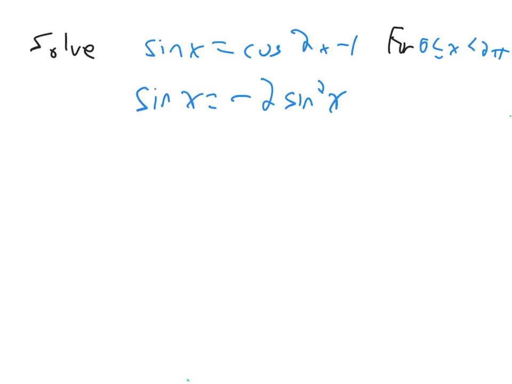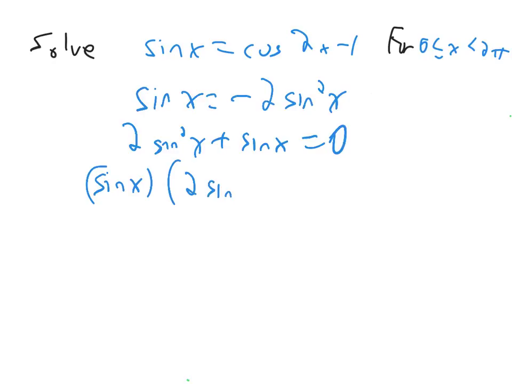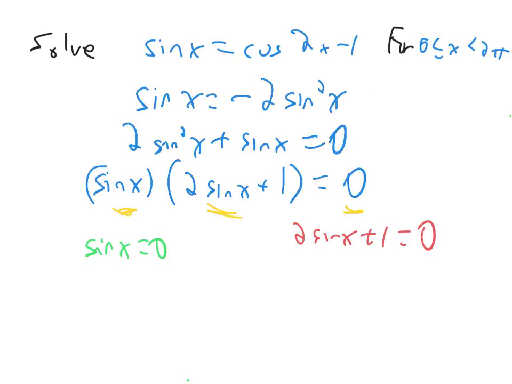We're going to add 2 sine squared x to both sides to get 2 sine squared x plus sine x over here and 0 on the other side. And then probably the safest thing is to factor out a sine x and be left with 2 sine x plus 1 on the inside. By the zero property, if two numbers multiply to 0, then one or the other must be 0. So either sine of x equals 0, or 2 sine x plus 1 equals 0.